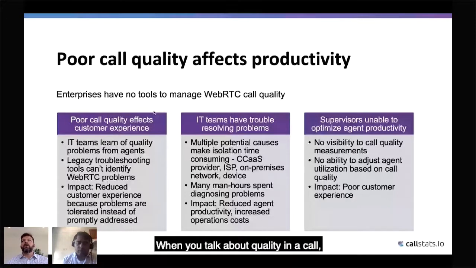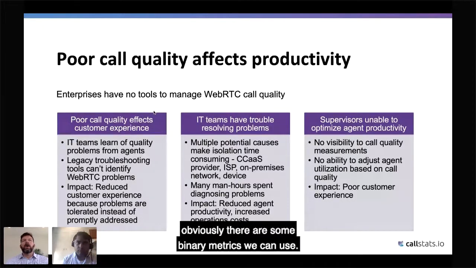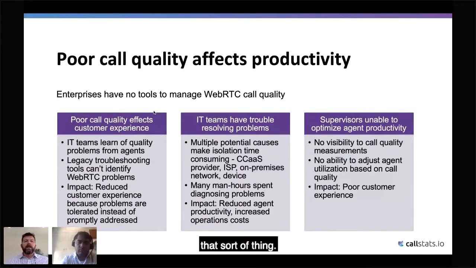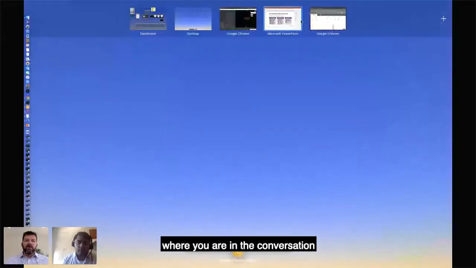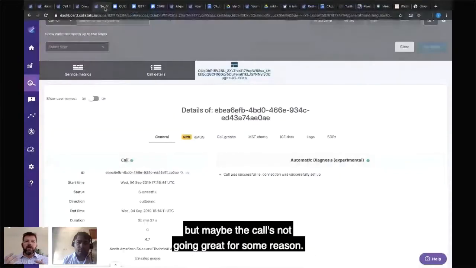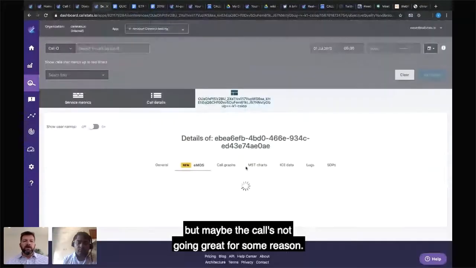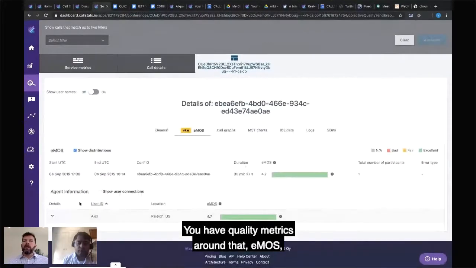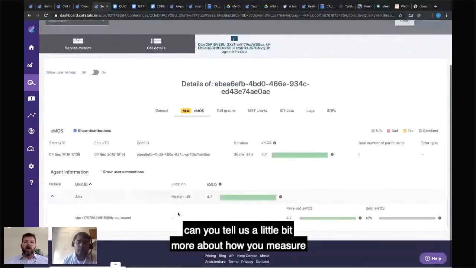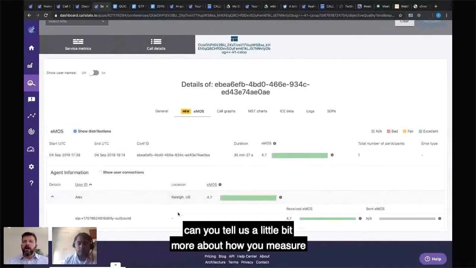When you talk about quality in a call, obviously there are some binary metrics we could use. Was someone able to connect or not? Did the call drop? That sort of thing. But then there's this whole gray area in between where you're in the conversation, but maybe the call's not going great for some reason. And so you all have some quality metrics around that, EMOS. Can you tell us a little bit more about how you measure that gray area in between connected and disconnected?